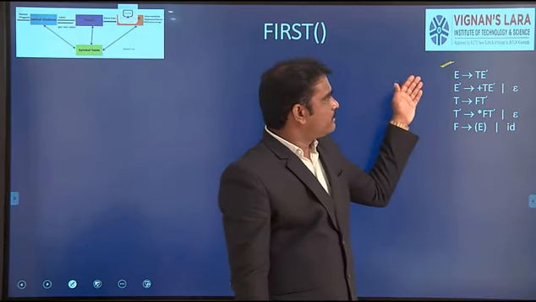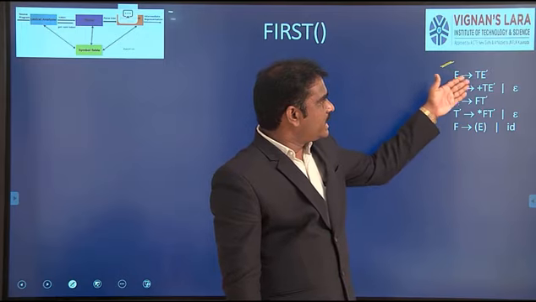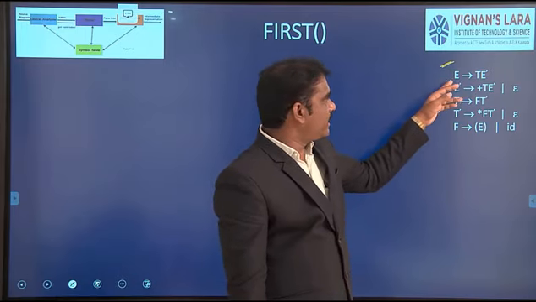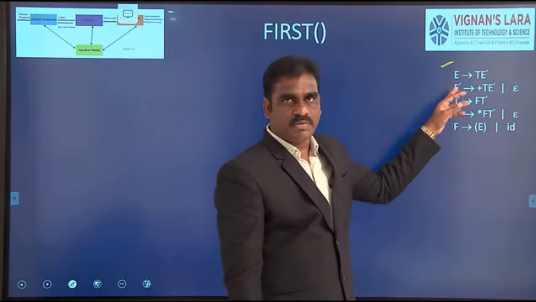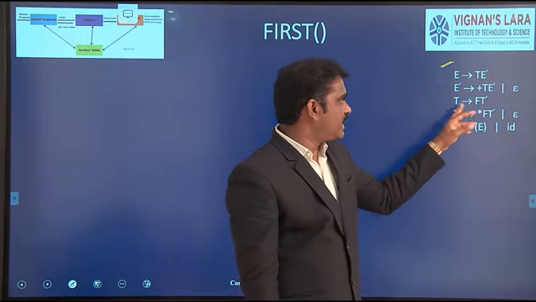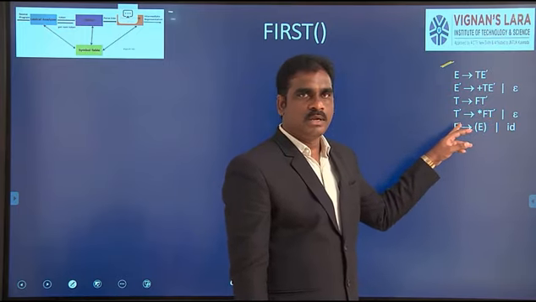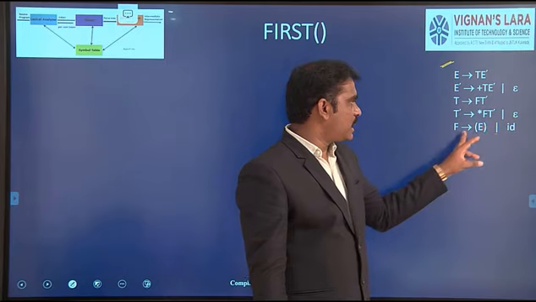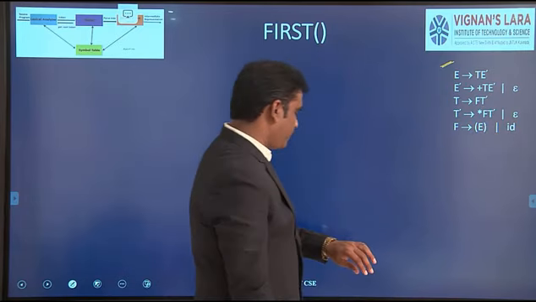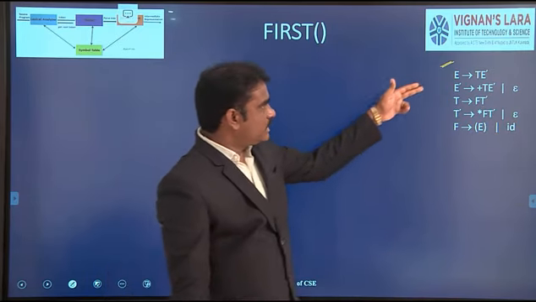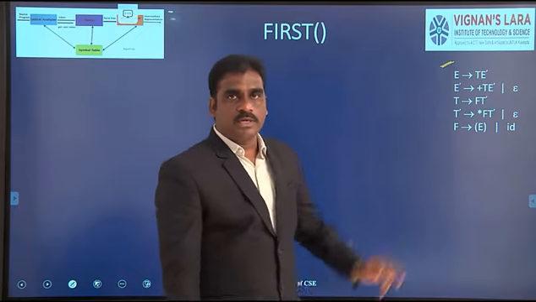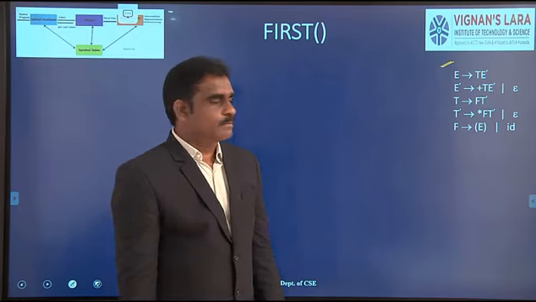So the grammar is E to TE dash, E dash to plus TE dash or epsilon, T to FT dash, T dash to star FT dash or epsilon, and F to open parenthesis E closed parenthesis or ID. So the given grammar contains a total of 5 non-terminal symbols.